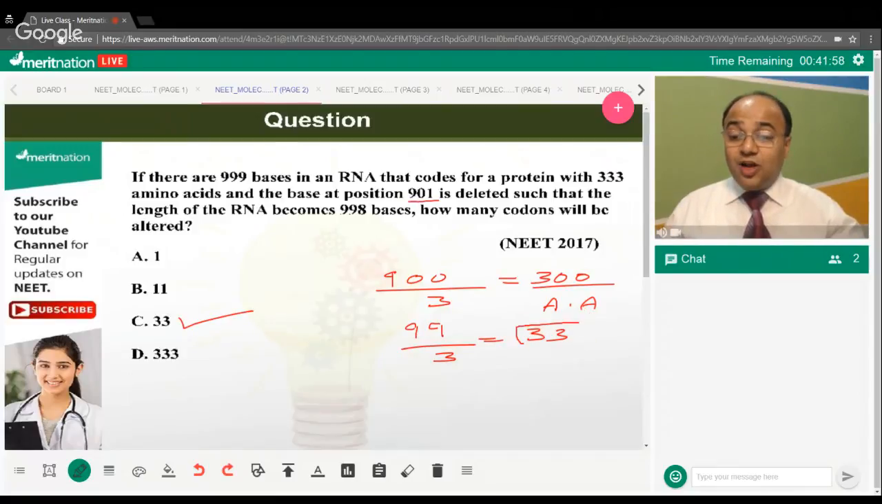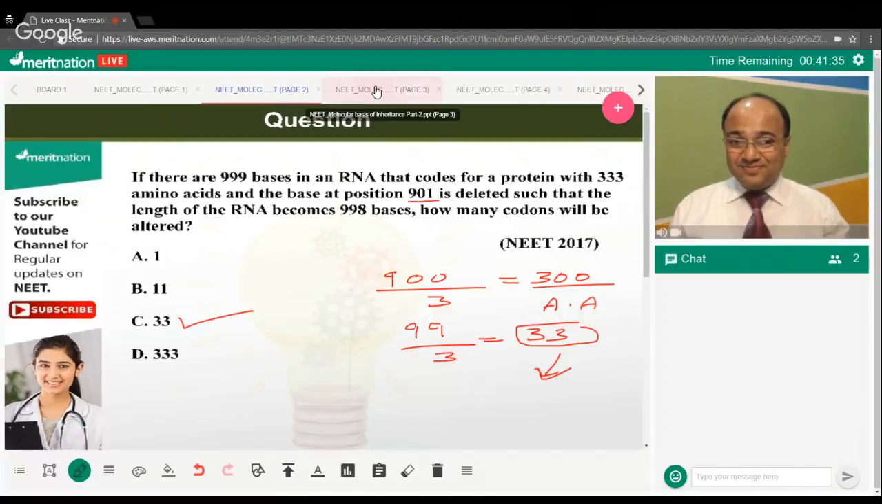In fact, only 32 will be coded. The 33rd will not be coded over here because it will lack one nucleotide to be coded, right? So I guess this is almost clear to all of us, and we can move over to the next question. This was pretty simple.